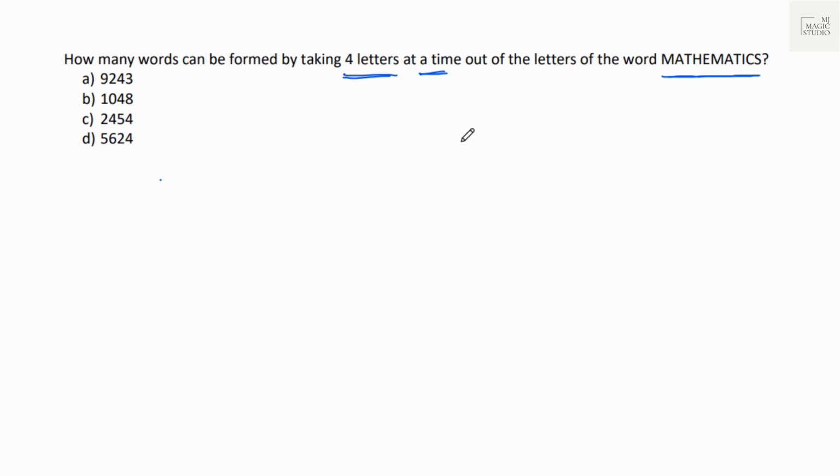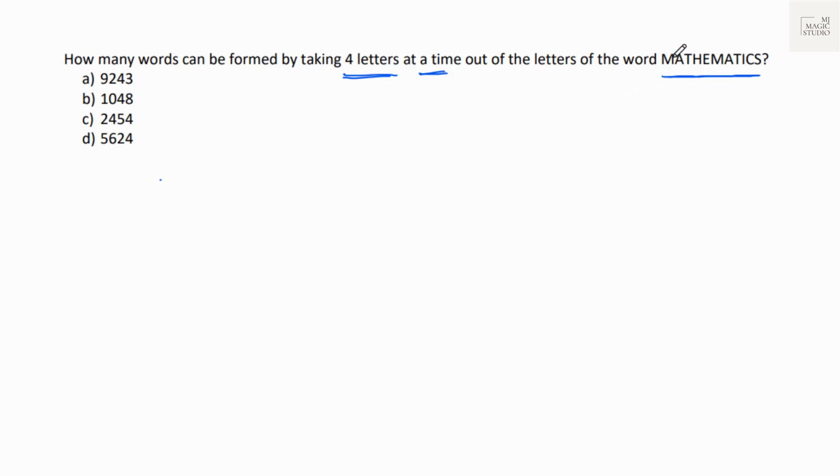It would be a very simple nPr question if all the letters of the given word were different. But here all the letters of the word are not different. If it were A, B, C, D, E, F, G, H, I, J, K, I know 11 alphabets are there. From there I need to select 4 at a time to form words. Then how many words can I permute? It is 11P4. But here all the alphabets are not different.